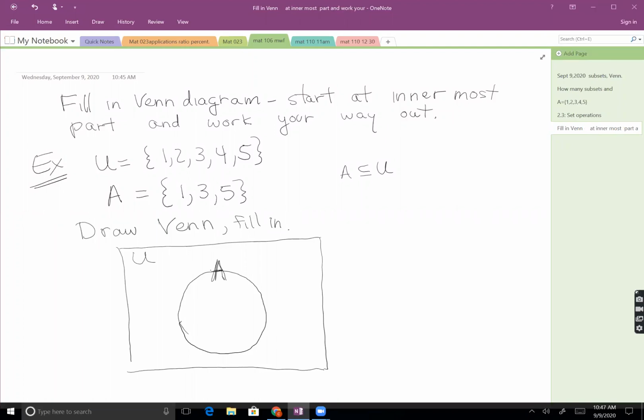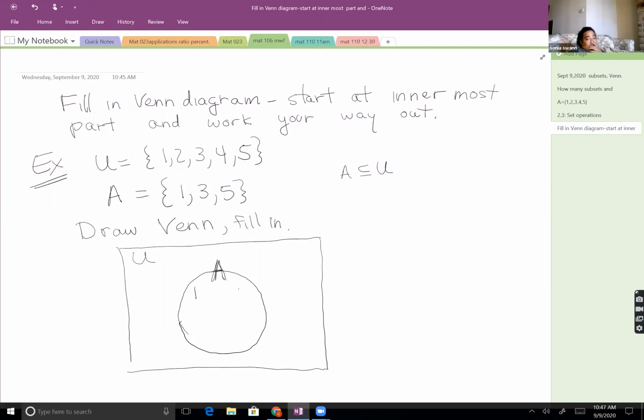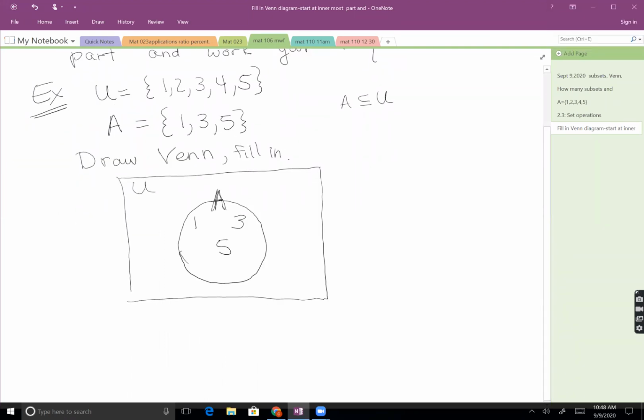Now, when I fill it in, I want to start on the inside in here. And so what's inside of set A? 1, 3, and 5. Now, as I look at that picture, when I put the 1, 3, and 5 inside of A, did I also put them in that rectangular box that is my universal set? Yes. You're already in the universal set. So I'm only going to write them like that.